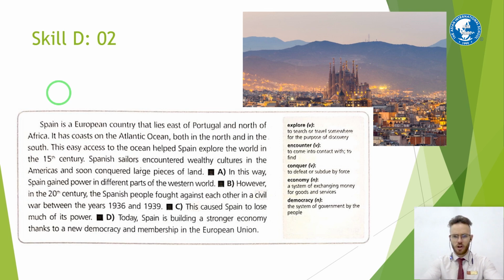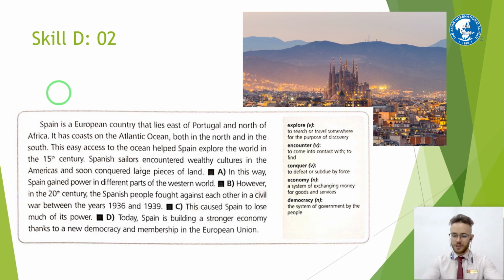We've got the word conquer, which means to defeat, subdue by force. Speak about an army conquering. Number 4, economy: system of exchanging money for goods and services. And last one, democracy: system of government run by the people, i.e. you can vote and elect whoever you would like to.